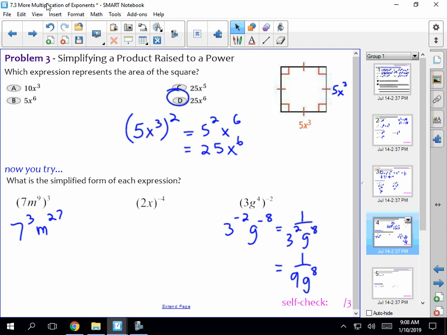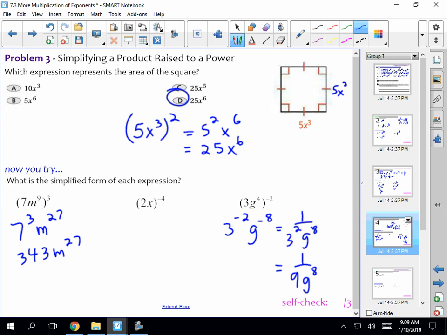43. Did you try it on your calculator? So take 7 to the third power. Do it on your calculator right now. Make sure you can do it. 7 to the third. Yeah, 343. Good. 343. You guys need to know how to do this on your calculator. 343 m to the 27th, and you're done.